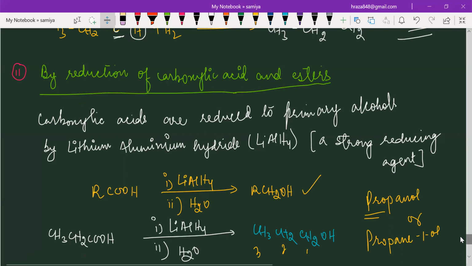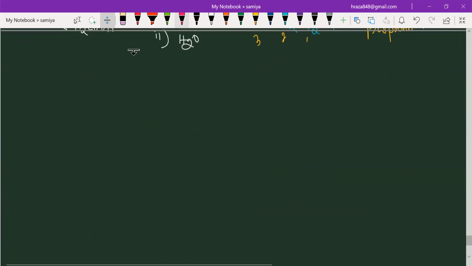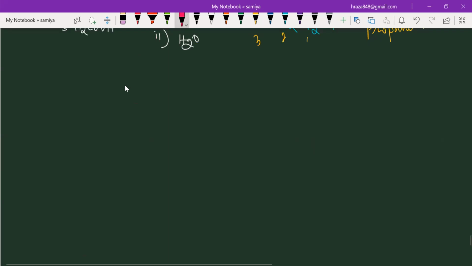Can I move to the next method of preparation? Yes, sir. Okay. So see, this LiAlH4 is quite expensive. So we have other ways to prepare alcohol from carboxylic acid.